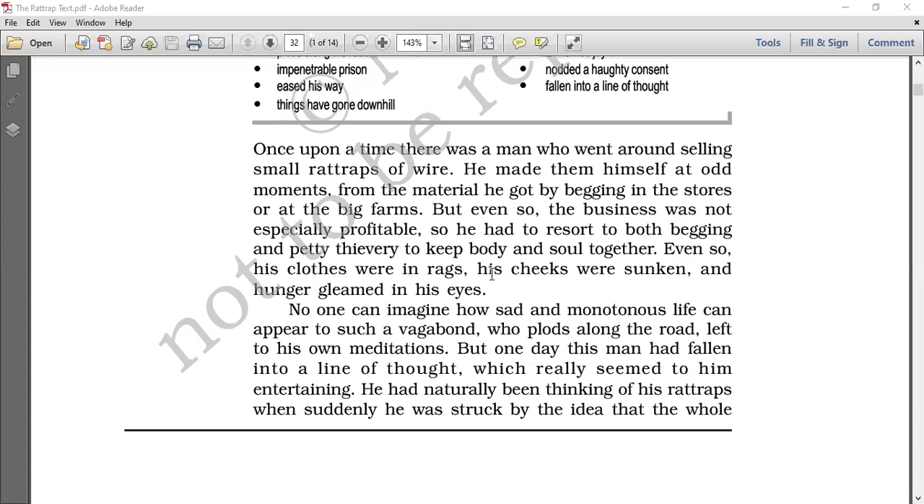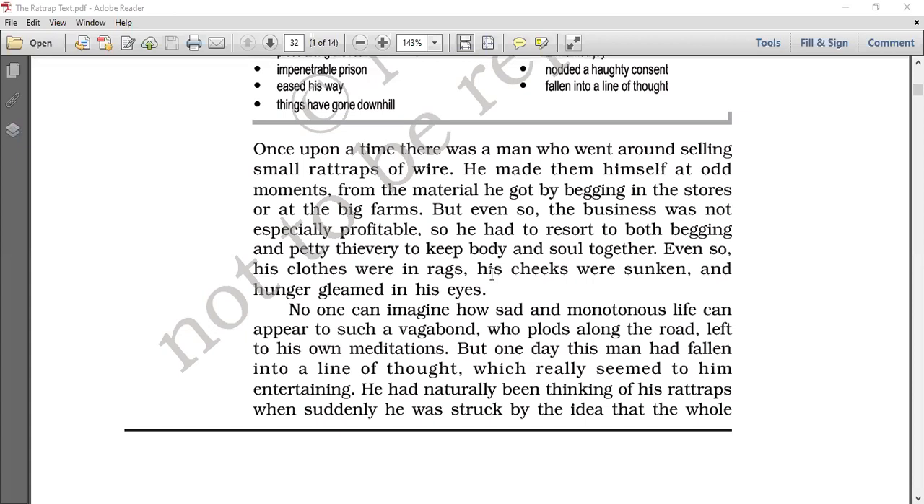But even so, when he was doing the business, the business was not especially profitable. Nobody was willing to buy because of his image, and of course his dress code. He was dirty enough. By looking at this, nobody would have a business association with him. That's why nobody was buying from him. So the business was not especially profitable, in the sense that he could not get anything. So he had to resort to both begging.